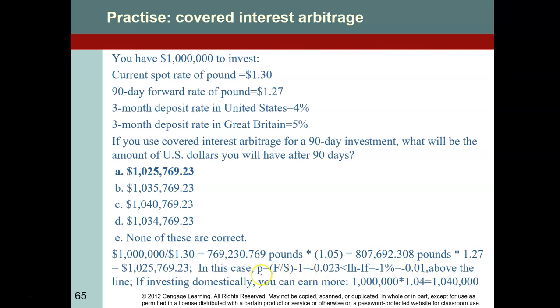We can see the forward discount P is smaller than I_H minus I_F, the interest rate difference. So this point is actually above the line, or to the left-hand side of the IRP line. If investing domestically, we can actually earn more. If we use this 1 million multiplied by 1 plus 4%, it could be 1,040,000.